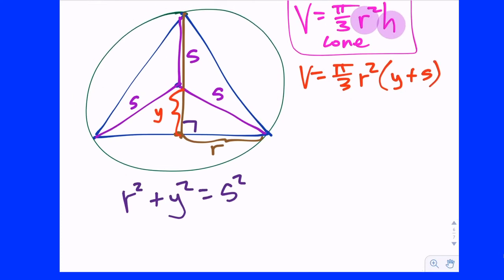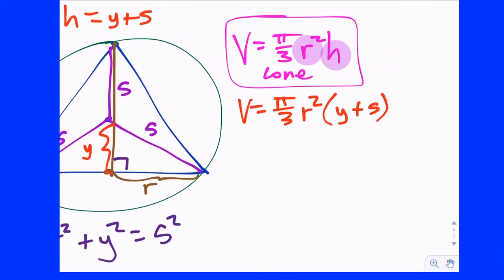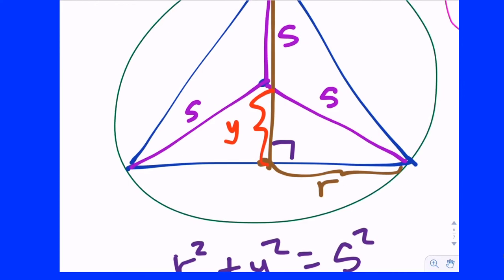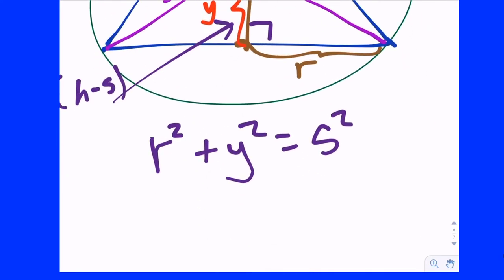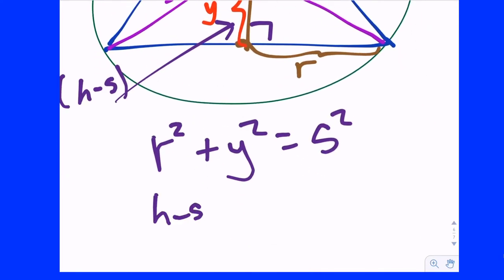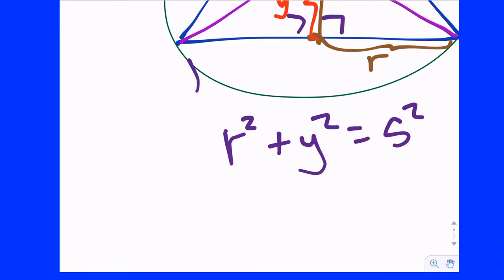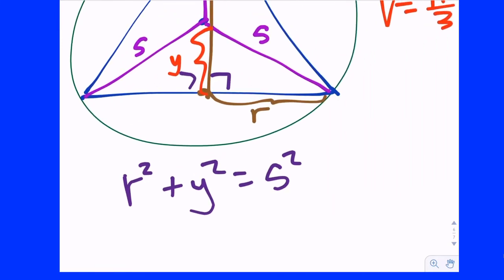Now, if you had chosen to call the whole thing h, you could have used pi thirds r squared h for your equation. That's great. But this piece right here, as we already mentioned, would have been h minus 5. And then you would have h minus 5 quantity squared. And that's kind of gross, in my opinion. So that's why I choose not to do it that way. And you certainly can. You will get the right answer if you do it that way.